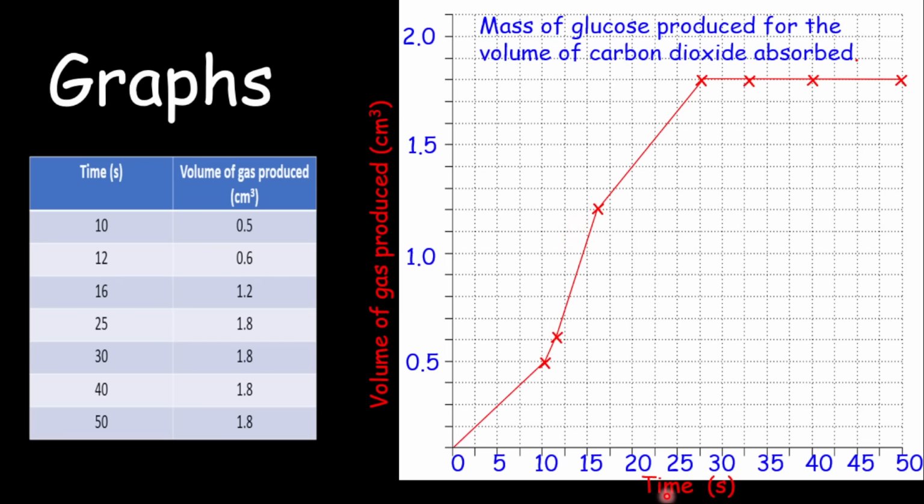Time will be placed on the x-axis because time is independent and volume of gas produced is dependent. As time progresses, the volume of gas may increase or decrease. Time affects the gas, but the gas does not affect the time. Hence the graph will look something like that.